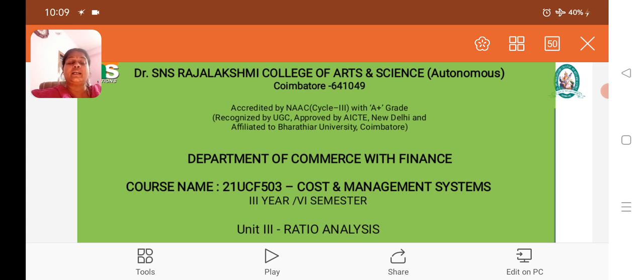The fourth one is the efficiency ratio. Efficiency ratio means activity ratio. So these ratios evaluate how efficiently a company utilizes its assets. Some of the key ratios are inventory turnover ratio. Inventory turnover ratio is equal to cost of goods sold divided by average inventory. Next is the receivables turnover ratio, that is net credit sales divided by average accounts receivable.